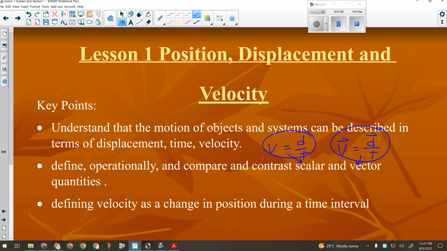Define operationally, compare and contrast, and then obviously define velocity as a change in position during a time interval. What that means is something you learned in Science 10, and that is that this formula can be expanded out to look like this: final position minus initial position divided by time, because displacement is your change in position over time. Is that ringing a bell? Something we learned back in Science 10.